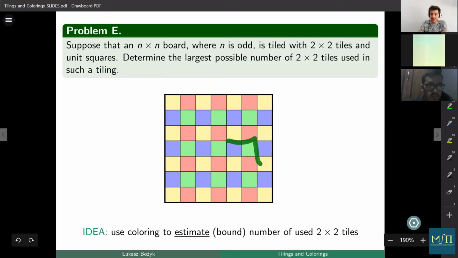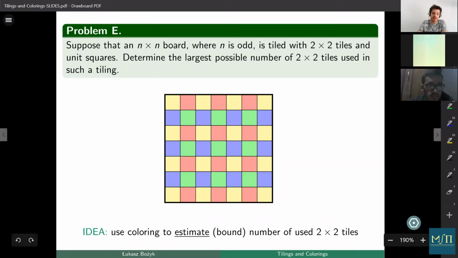So when we restrict to only one color, for each of these colors, we know that our 2 by 2 square will contain exactly one cell of our favorite color. So for example, in this picture, it tells us that we cannot have more 2 by 2 squares than we have cells of our favorite color.